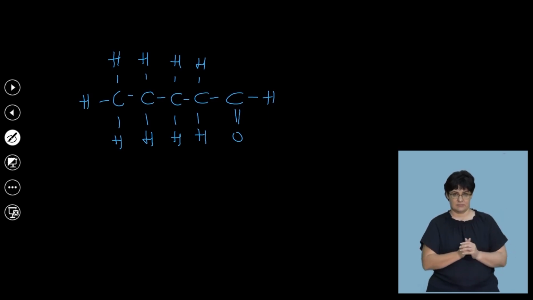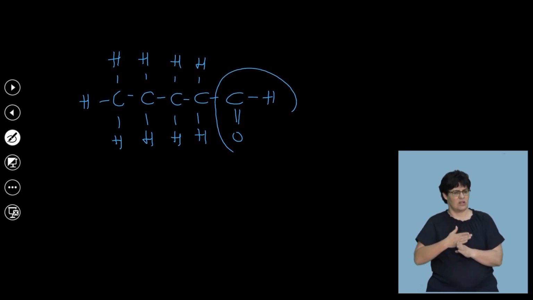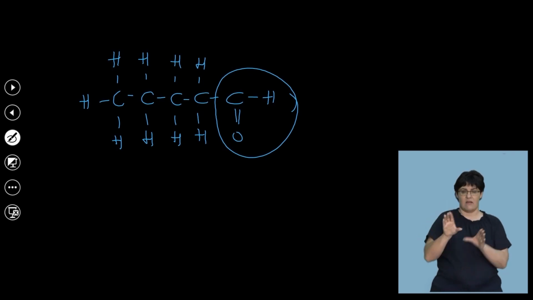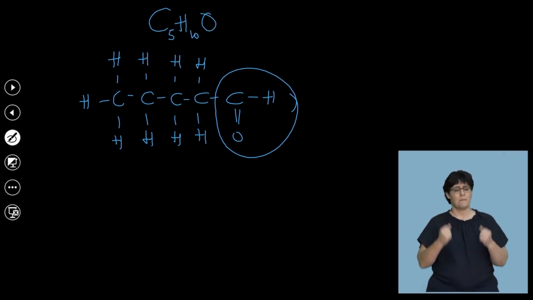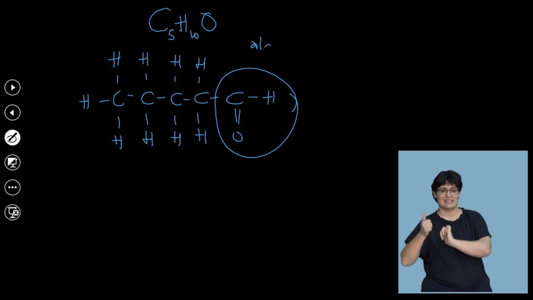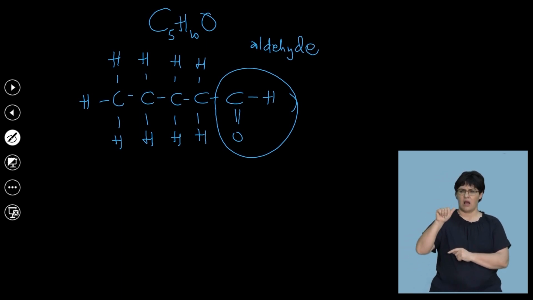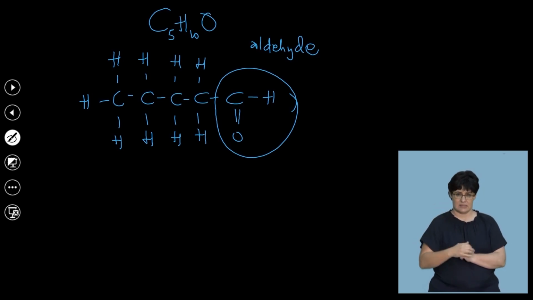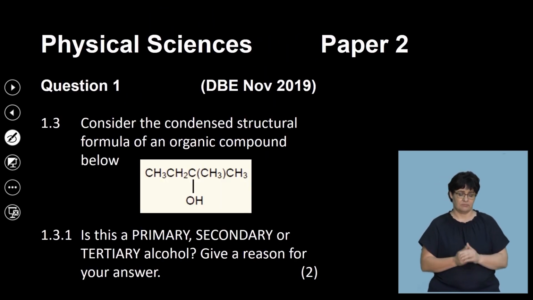So this is the structural formula of its functional isomer. Why functional? Because of that functional group, this compound is still C5H10O, but it belongs to a different homologous series. In this case, it is an aldehyde, so be careful of that. Now, this is not a positional isomer. Why? Because it belongs to a different homologous series. Right, so that's the structural formula.